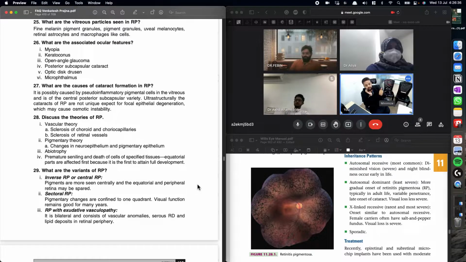Which is the mildest is my second question. XLR. No. Autosomal dominant. Which is the most severe is my third question. That will be XLR. Yes, that will be XLR, X-linked recessive.